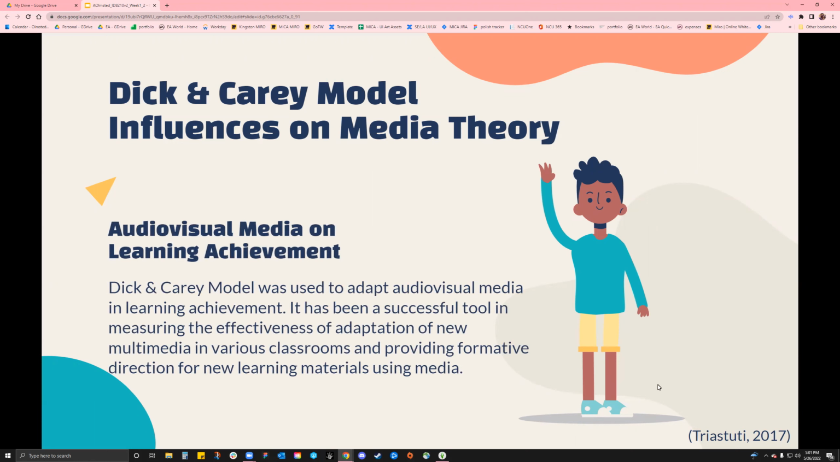It has been a successful tool in measuring the effectiveness of adaptation of new multimedia in various classrooms and providing formative direction for new learning materials using media. Triastuti, 2017.